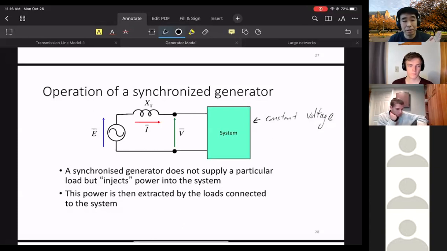Basically, the generator works by sending some power into the entire system, and it's up to the system to redistribute the power somehow. So it's almost impossible for you as a load to buy power directly from a particular generator. If you really want to buy power from wind or solar, it's hard to say how much of your power is generated from wind and solar. It's really not a counting that we can do easily.